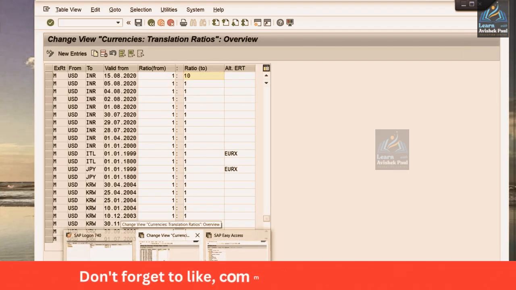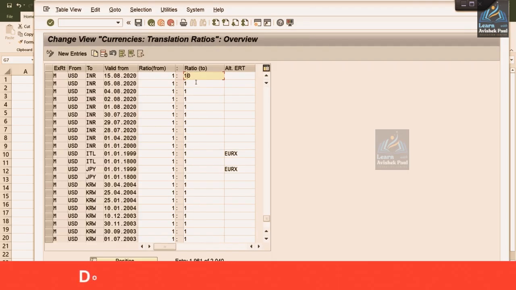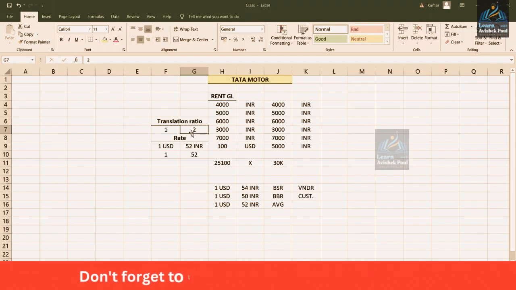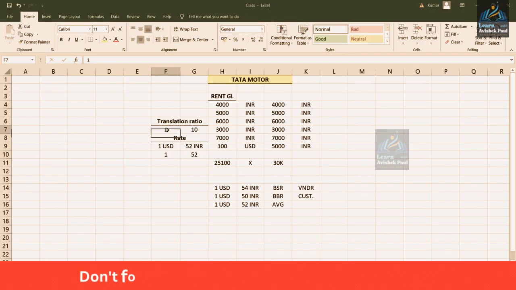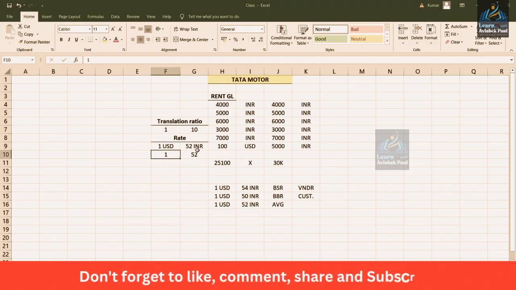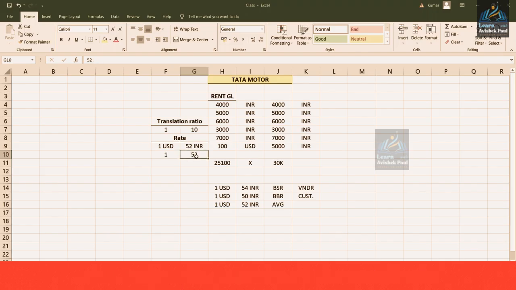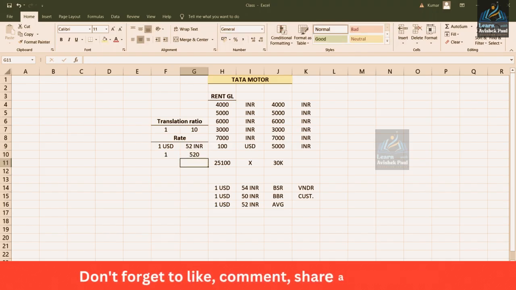Say for example, translation ratios are going to be maintained. Here I have specified 1:10. 1:10 means what is happening, guys? Let's suppose 1:10. It means 1 USD equals, so 1 multiply 1. So 1 USD equals 52 INR. So 52 multiply 10. So it is going to be 520 rupees. The system is going to convert in this way.